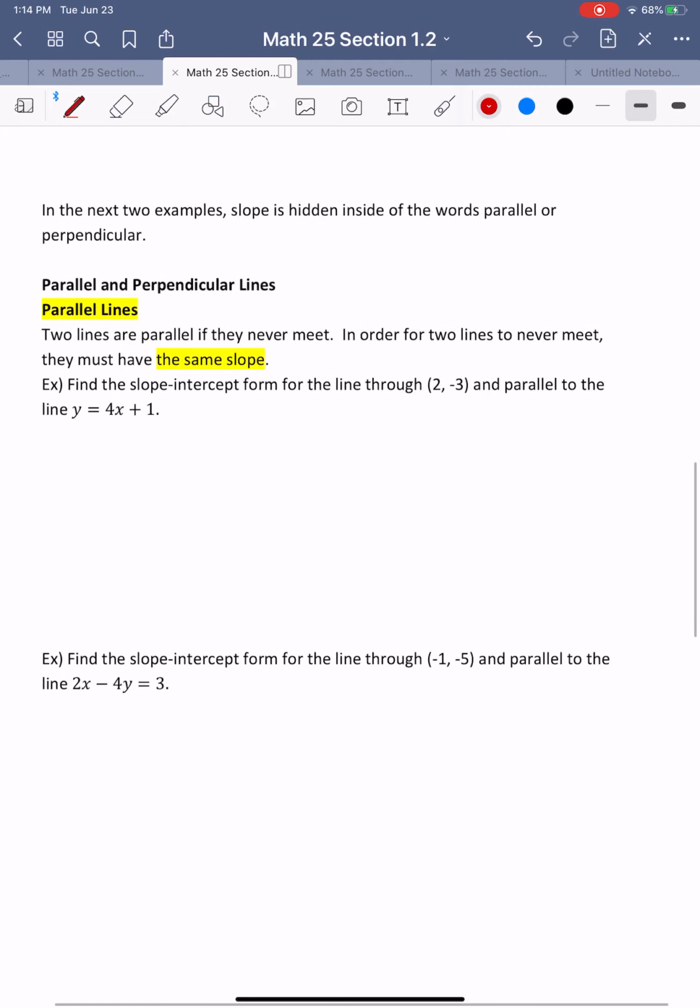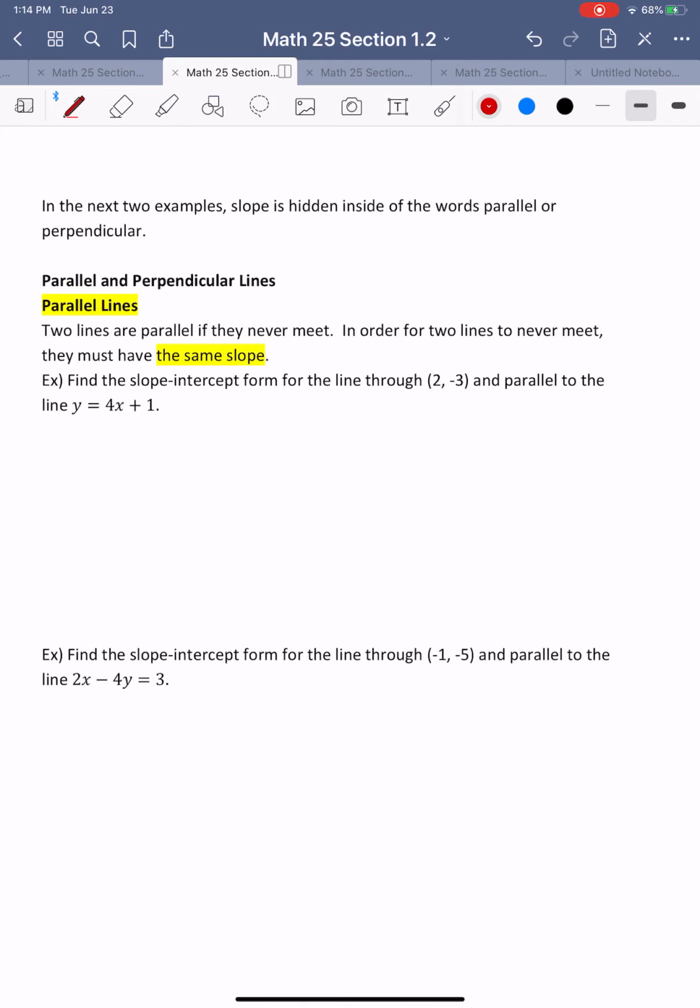Alrighty, in the next two examples, the slope is hidden inside the words parallel and perpendicular. So first of all, parallel means the two lines have the same slope. So whatever the first slope is, you can use that for the second slope. Because these two lines never meet, we call them parallel lines. So first example, find the slope intercept form of the line through (2, negative 3) and parallel to y equal to 4x plus 1.